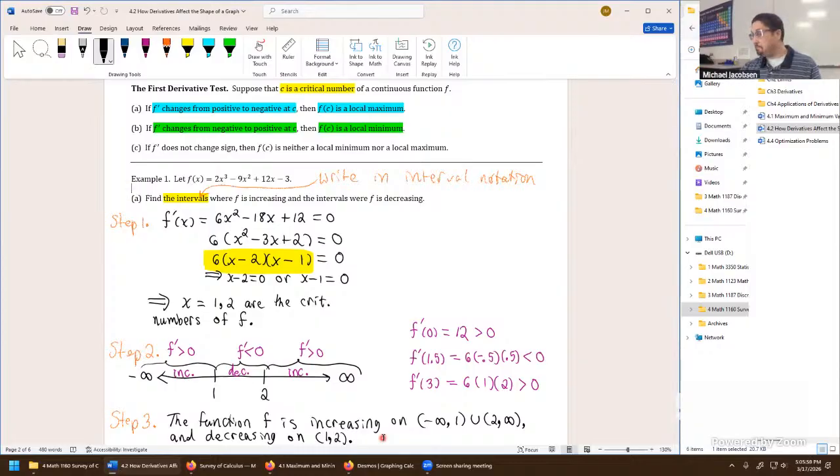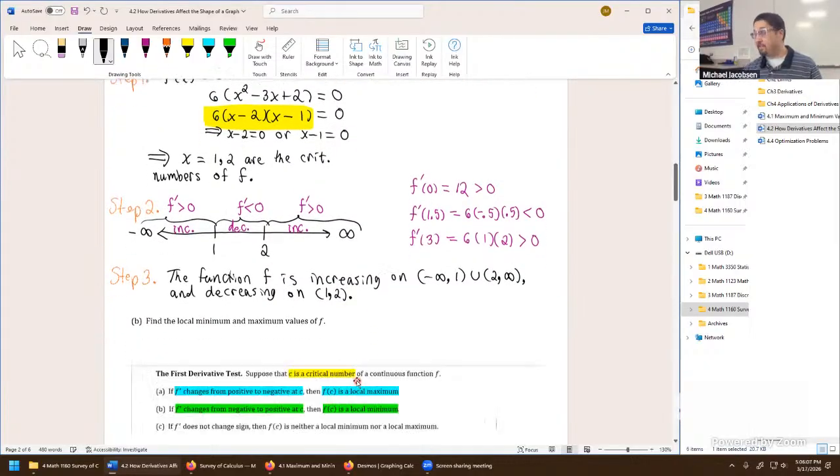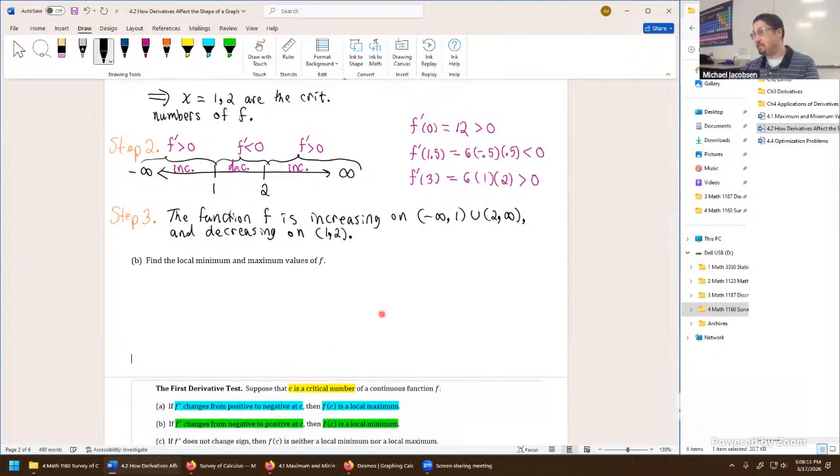Okay, now finally, putting this all together, we want to find the local minimum and local maximum values of f. We have just the information to make that happen. Here's the first derivative test for reference. And pretty much we did all the hard work. We just have to state the values.